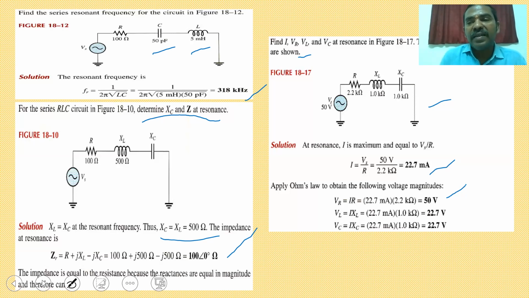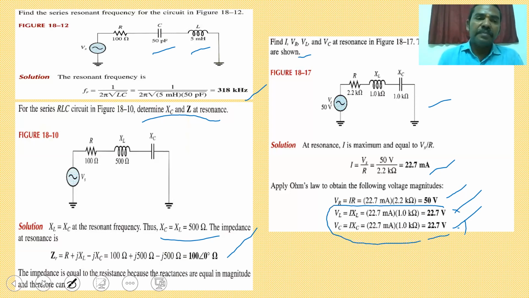Then the voltage drop across the inductor VL is equal to I into XL. So 22.7 milliamperes into 1.0 kilo ohms. You can get 22.7 volts. Then the voltage drop across the capacitor is I into Xc. That is equal to 22.7 milliamperes into 1.0 kilo ohms. You can get 22.7 volts. So under resonance, the voltage drop across the inductor and the voltage drop across the capacitor must be the same.